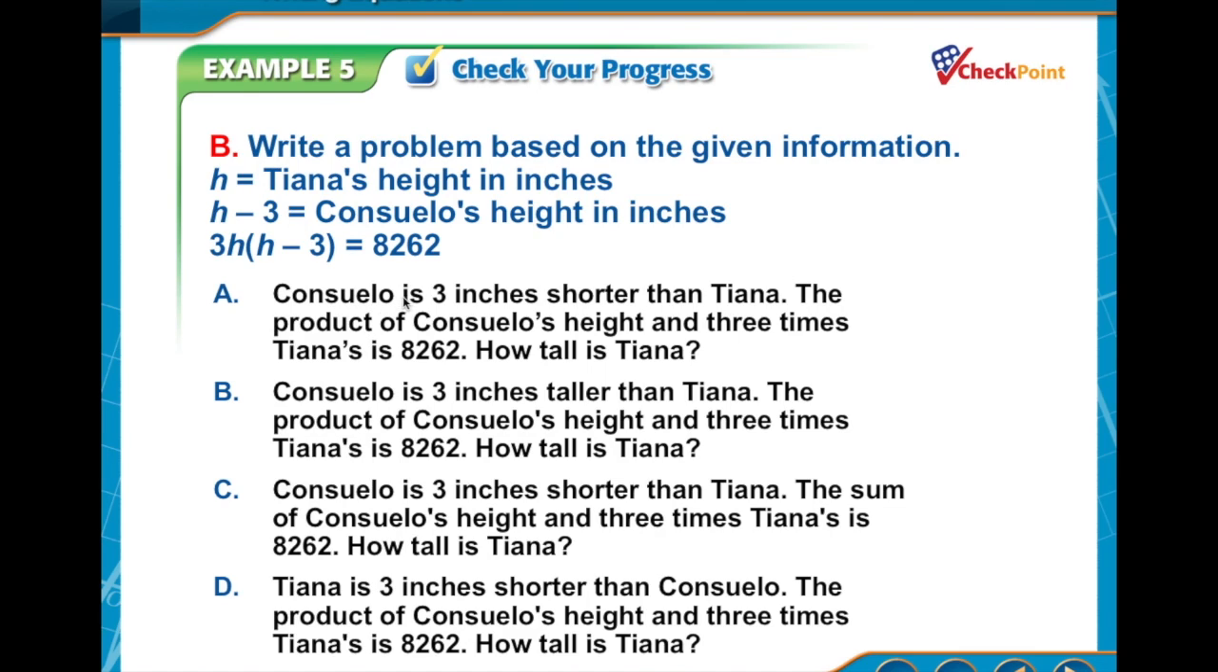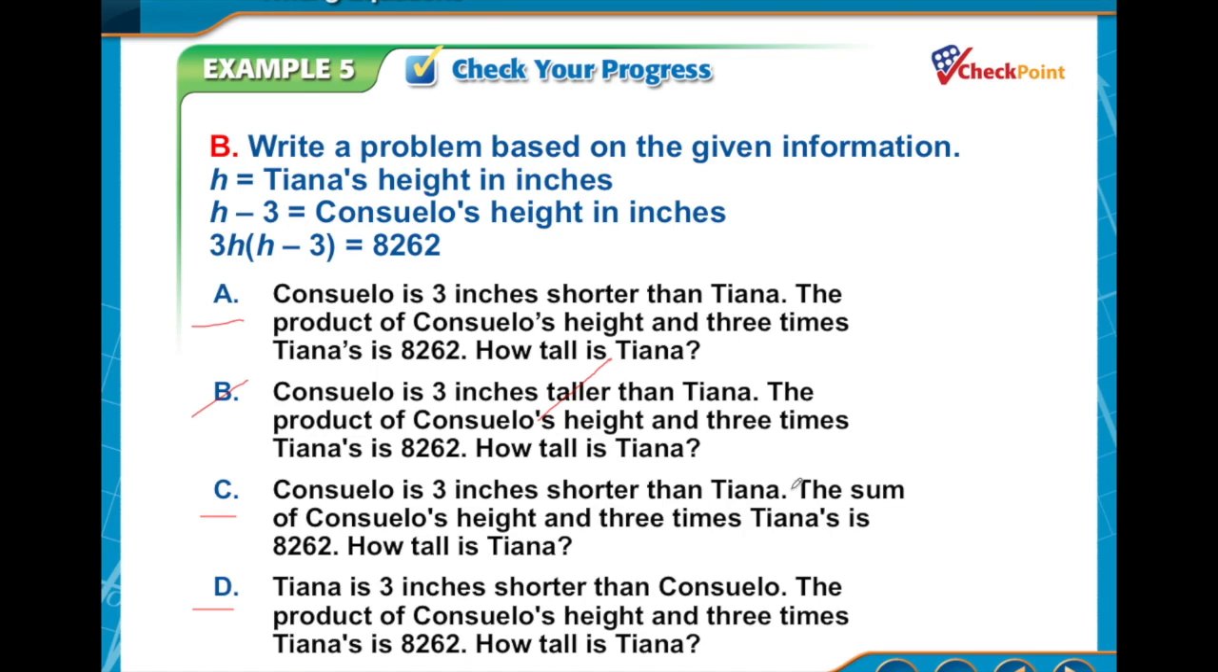We know Consuelo must be shorter than Tiana because her height is Tiana's minus 3, H minus 3. So anything that says Tiana is shorter is a possibility. So D is a possibility, C is a possibility, A is a possibility, but B I know has to be wrong because it says she's taller, and that's not true. So what else do we know? We know this expression must be true, so which one of these answers has that expression right?